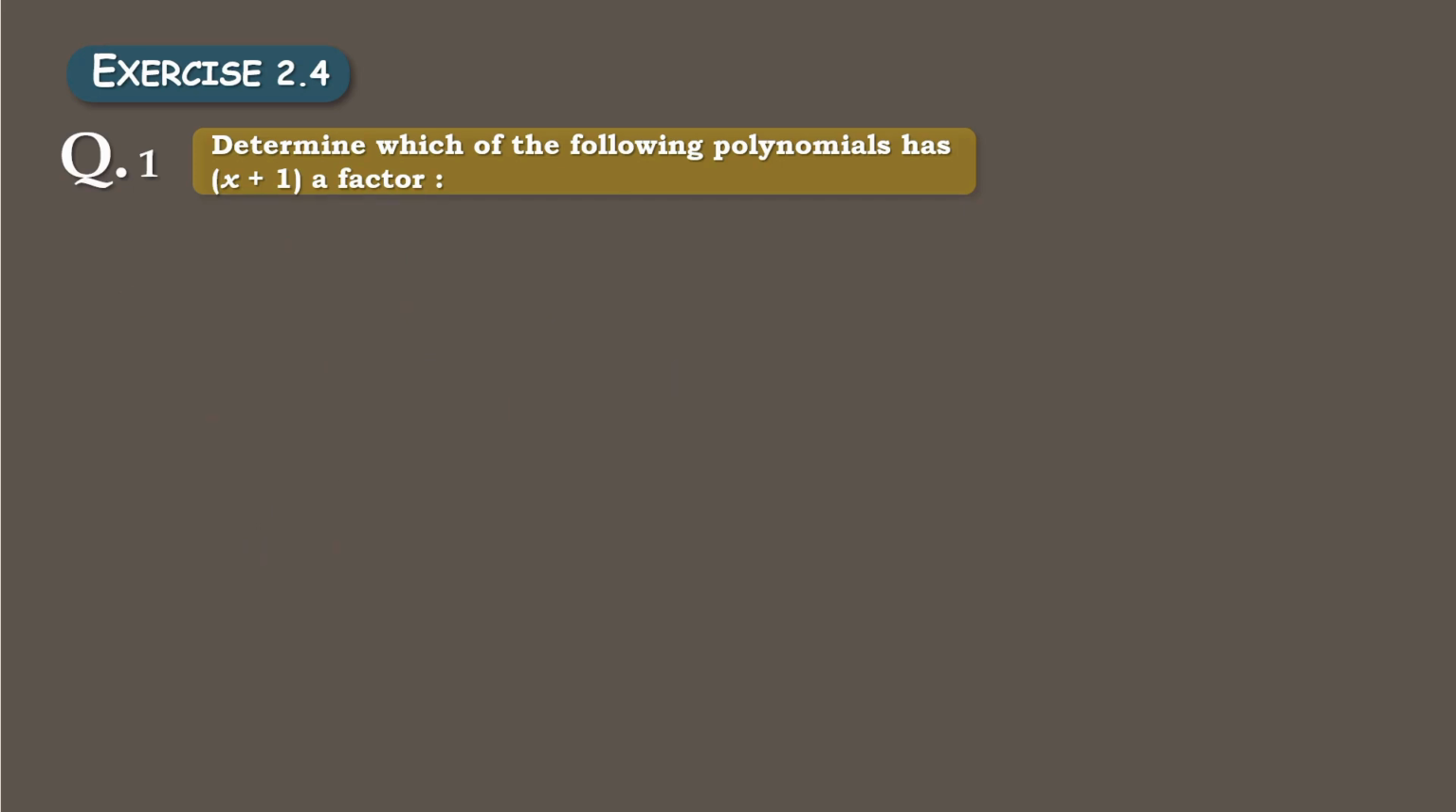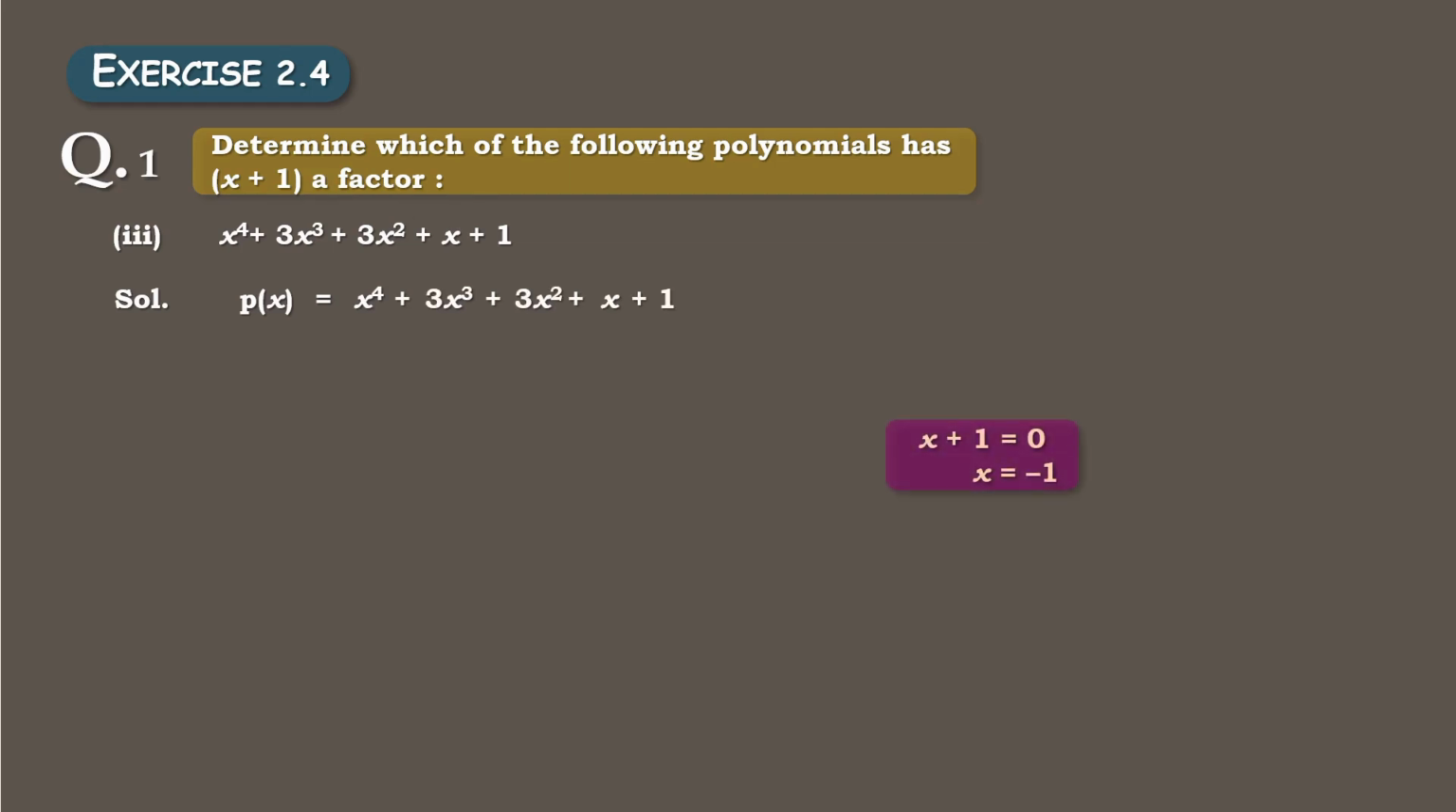Question 1, Part 3. The question asks us to determine whether the given polynomial has x plus 1 as a factor. The given polynomial is x power 4 plus 3x cubed plus 3x squared plus x plus 1. To check whether x plus 1 is a factor, we use the factor theorem. According to the factor theorem, if x plus 1 is a factor of a polynomial, then the value of the polynomial at x equals minus 1 must be 0.